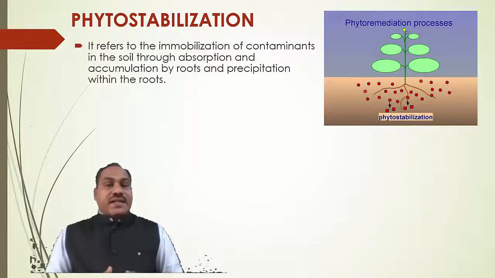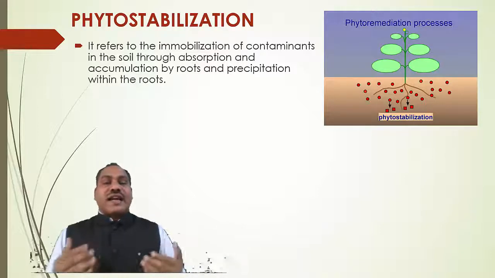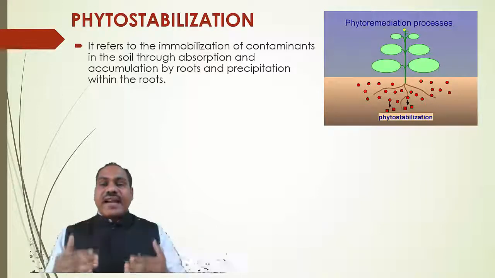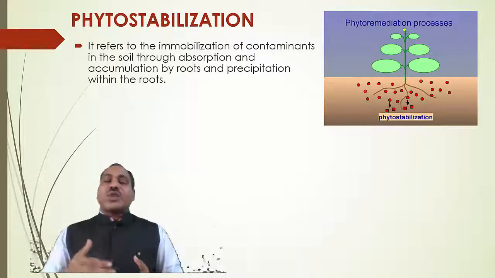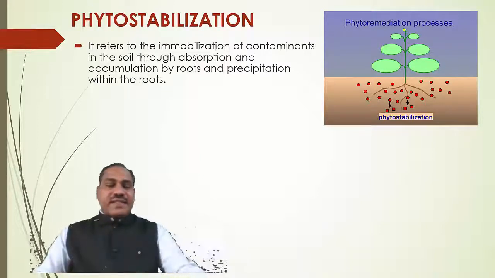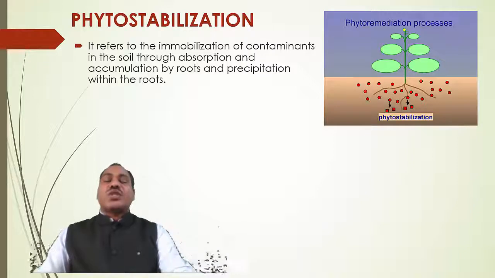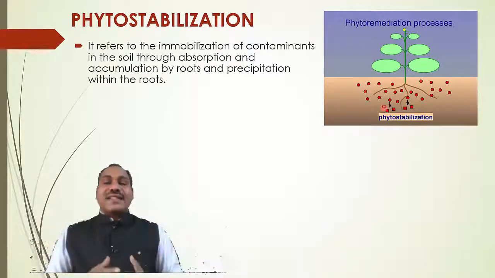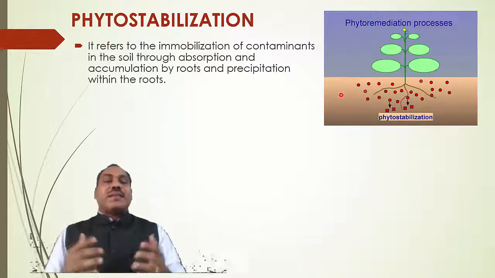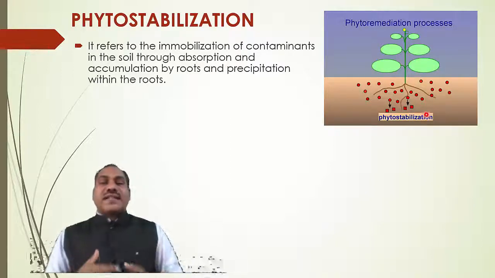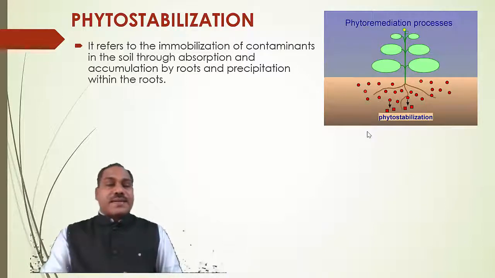Then phytostabilization refers to the immobilization of contaminants in the soil through absorption and accumulation by the root, and the plant never allows the contaminants to spread out. In this process, plants are able to stabilize the contaminants from the soil or waters, so they will not spread to other regions. Revegetation is a beautiful approach for phytostabilization, whereby different types of heavy metals and other pollutants can be stored for longer periods.